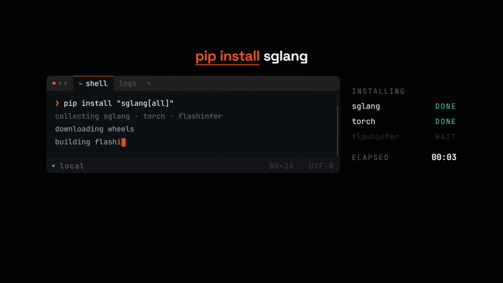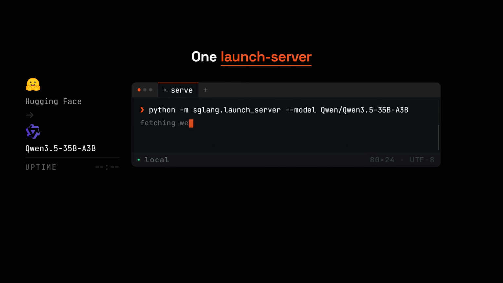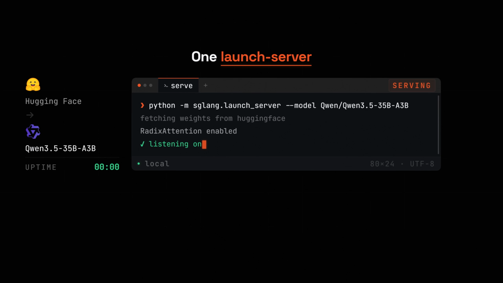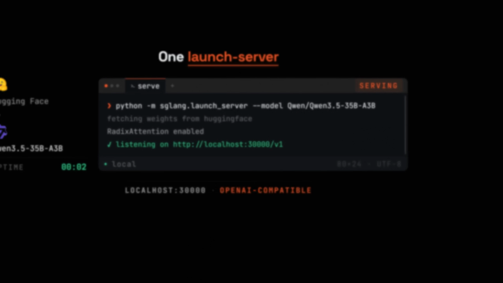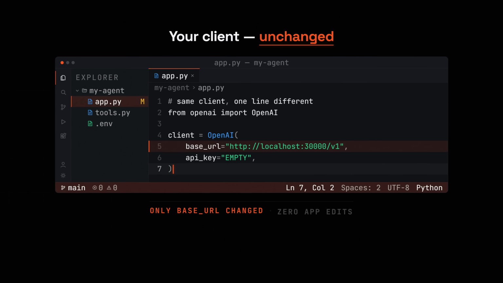A pip install of SGLang, one launch server command pointed at a Qwen model off Hugging Face, and you have an OpenAI compatible endpoint on your own box. Point your existing client at localhost, and not a single line of your app has to change.